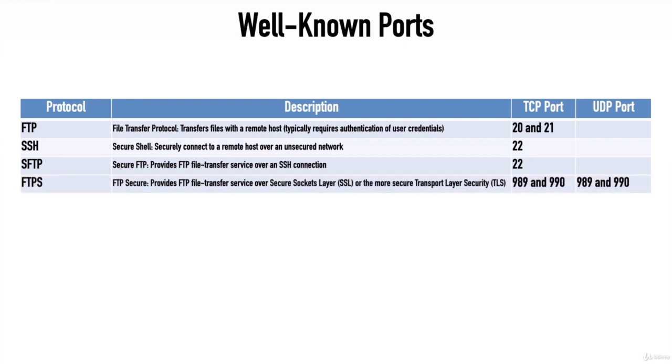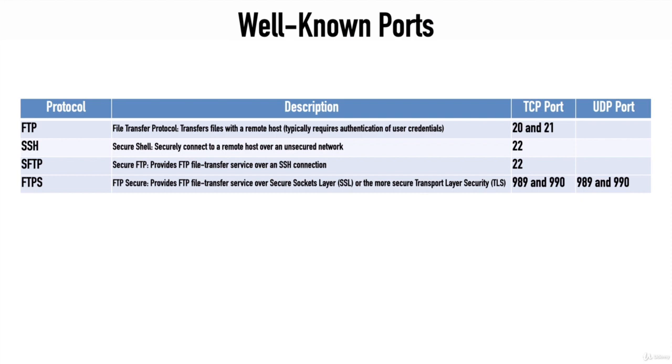We also have FTPS, which is FTP secure. So what's the difference here? Well, instead of using SSH, as we see with secure FTP, to protect our FTP data, we're using either SSL or TLS. SSL is secure sockets layer, TLS is transport layer security. So we're using one of those two mechanisms to do that. TLS is the more secure version of this, and you see that this uses ports 989 and 990, and that can be either TCP or UDP traffic.